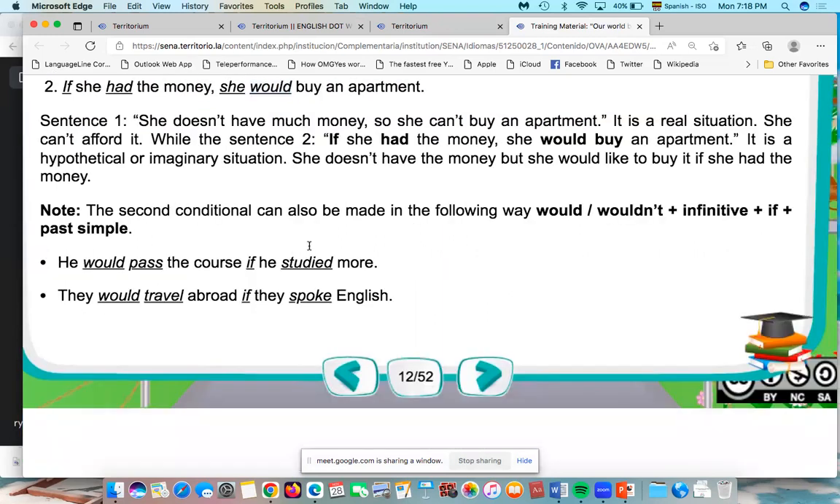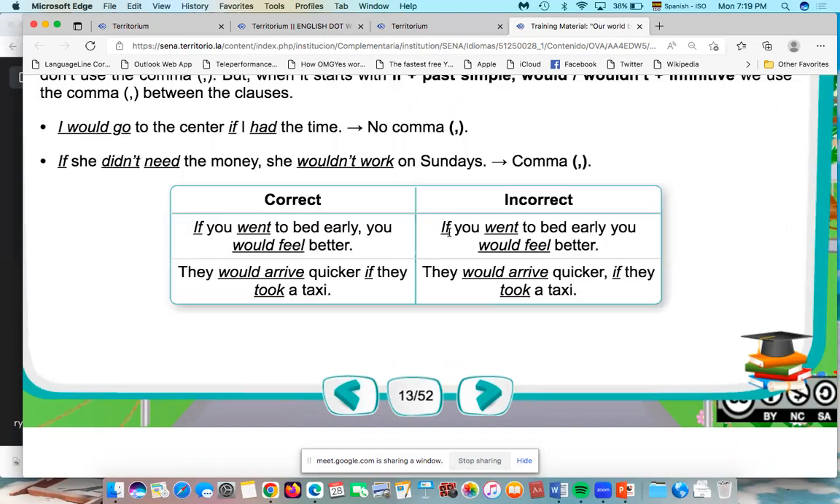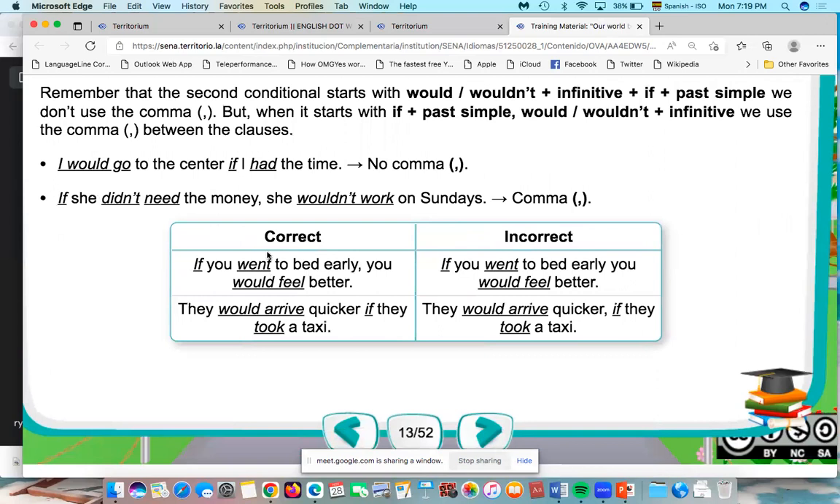Aquí tenemos entonces este would o wouldn't, ¿cierto? Con una acción para decir esto. He would pass the course if he studied more. Él pasaría el curso si estudiara más. Ese si estudiara, si hiciera, lo usamos en pasado simple, ¿no? They would travel abroad if they spoke English. Ellos viajarían al exterior si hablaran inglés, ¿sí? Entonces, aquí vamos a ver otras. La correcta aquí es, if you went to bed early, you would feel better. Si te acostaras más temprano, en pasado diríamos eso, te sentirías mejor.